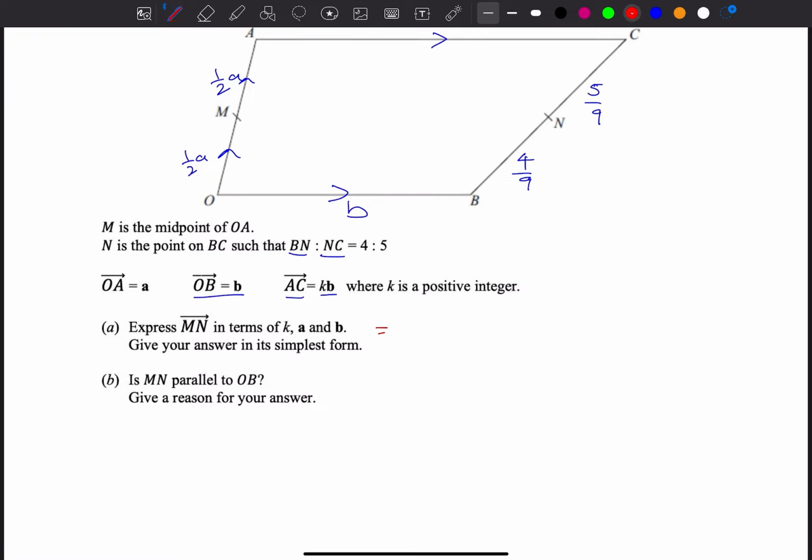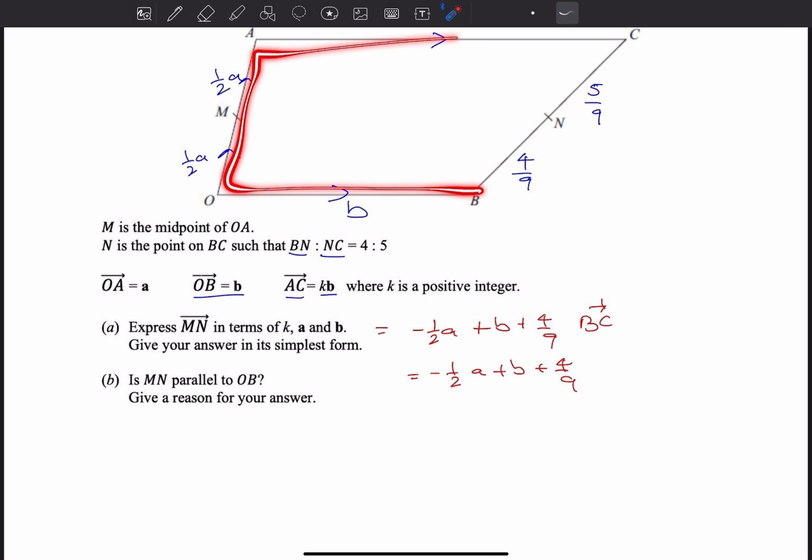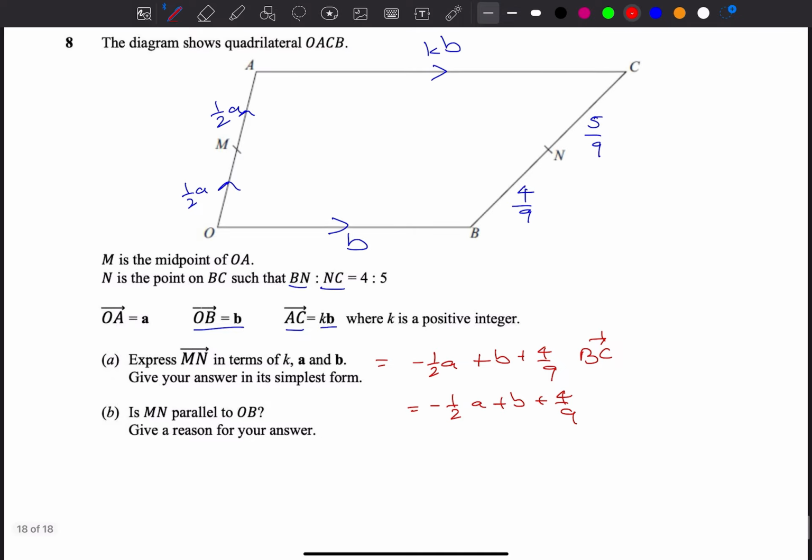MN. Okay, so first you have to go down here. So it's not half a, it's minus half a. Opposite. Plus b plus 4 over 9 of what? BC. Minus half a plus b plus 4 over 9 BC. How do we do BC? You can't do it directly, of course. So you got minus b when you go that way. Minus b plus a plus kb, right? Minus b plus a, because remember half a is a anyway. Plus kb on the top.